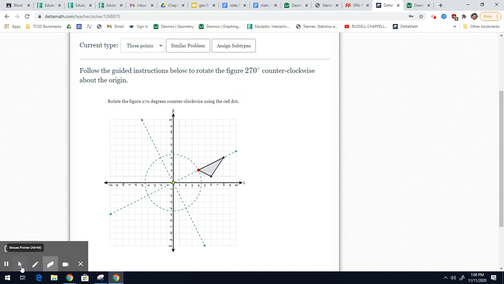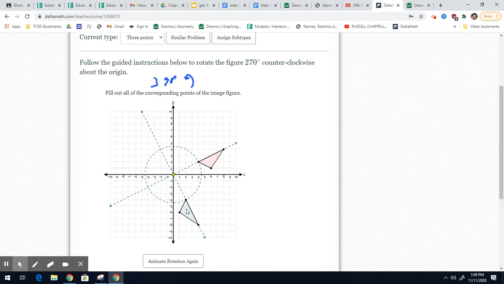And now it says, rotate the figure 270 degrees counterclockwise using the red dot. So each of the places where these lines cross a circle is an increment of 90. So we're going 270 counterclockwise. That's going to be three 90 degrees going this way. So watch what I do with my red dot. I'll go 1, that's 90, 2, 180, 3, 270. Good. And once I get there, it locks it in place and it says fill out all the corresponding points on the image figure.